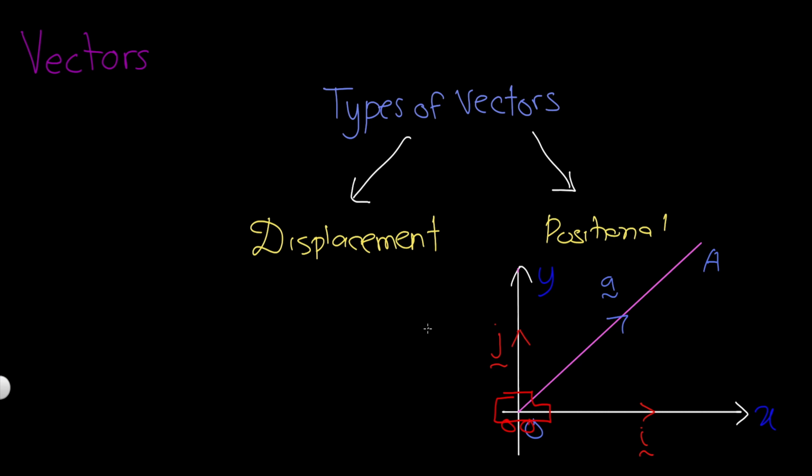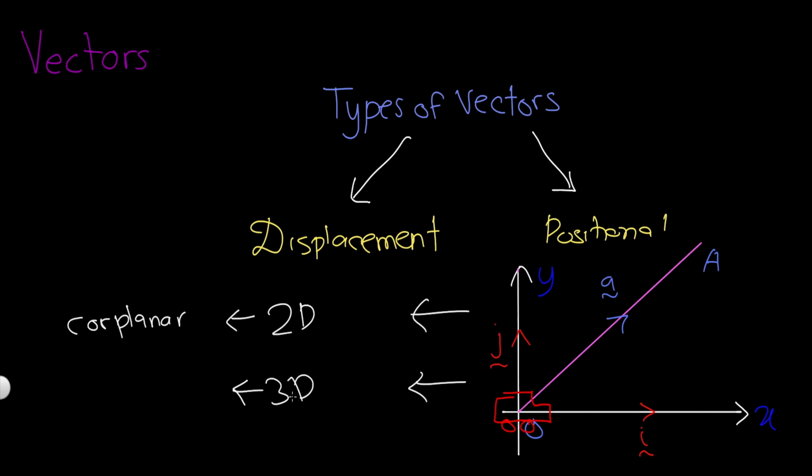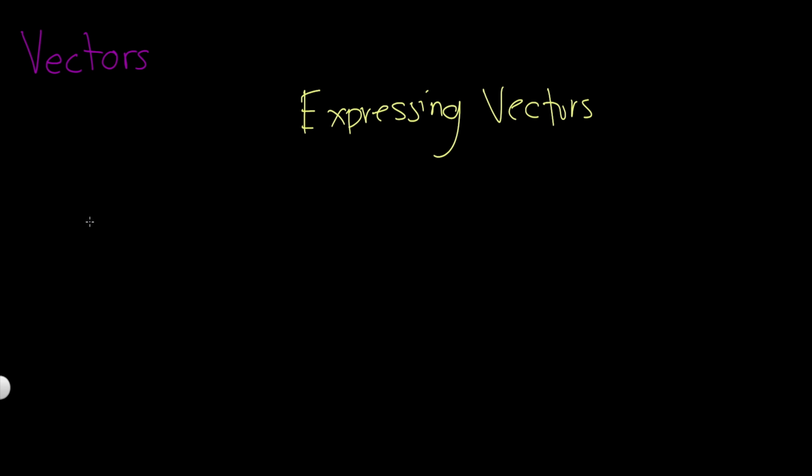And also there are two types of positional vector, that is 2D and 3D. So for 2D, it is called, of course, two-dimensional, or also known as the coplanar vector. And for 3D, it is called three-dimensional, or also known as the space vector. So both are different, but also similar in a way.